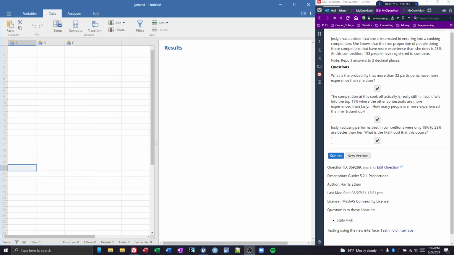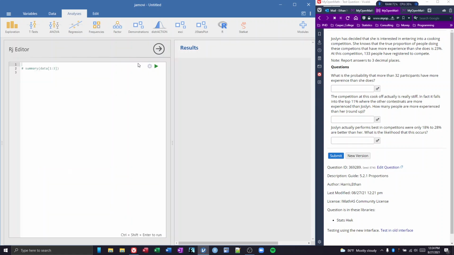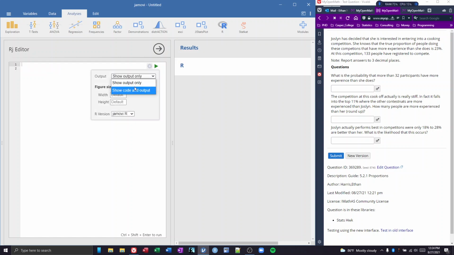Okay, so what we're going to do is let's go ahead and extract some information from our problem, and then we'll see how we can use the normal distribution to help us answer these basic questions that we have. Okay, so first things first, let's go up to our analyses and let's open up an R editor real quick. Let's go ahead and remove some unnecessary pieces. We'll go to the gear and we're going to go to show our code and output.